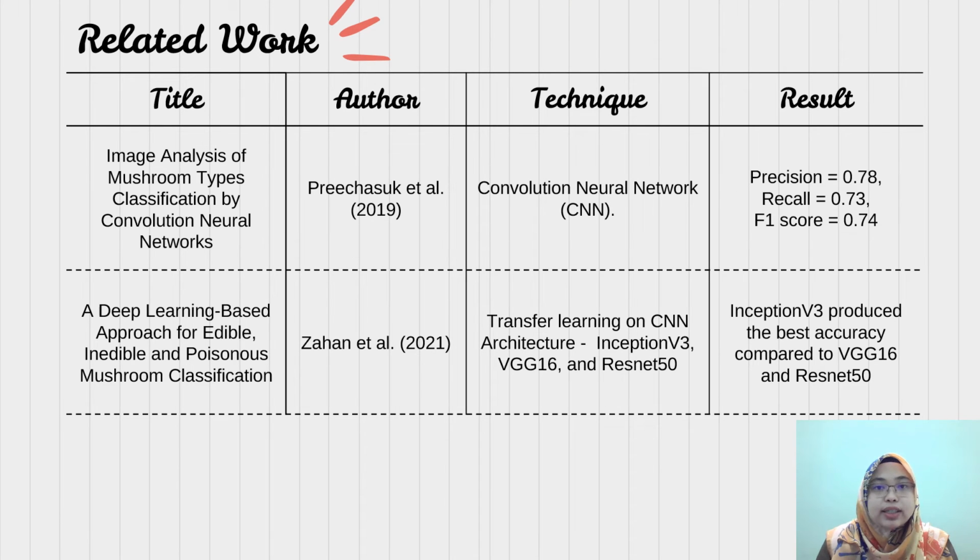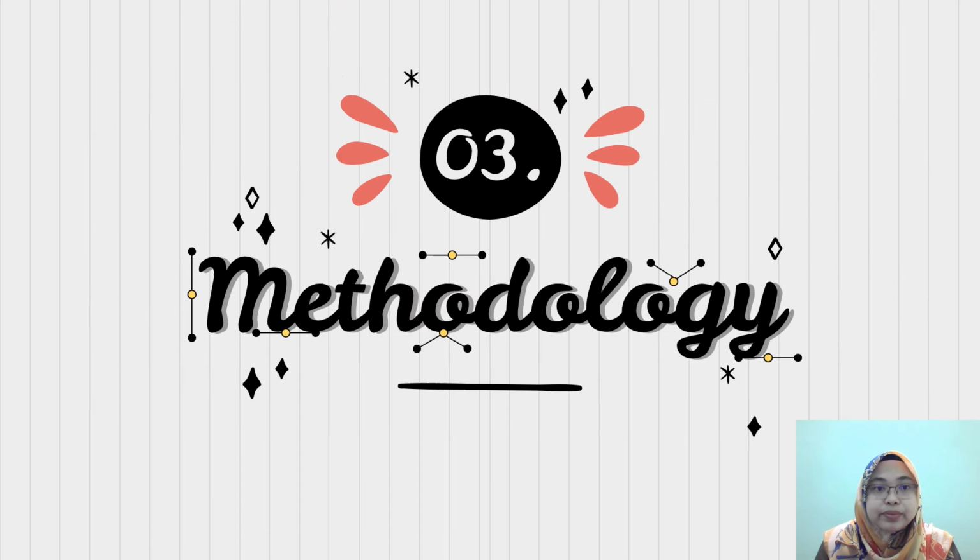The next one is the related work. For this section, I chose 2 papers that I referred to the most when writing this proposal. The first one is Image Analysis of Mushroom Type Classification by Convolution Neural Network by Prichasuk. And the second one is a deep learning-based approach for edible, inedible, and poisonous mushroom classification by Zahan.